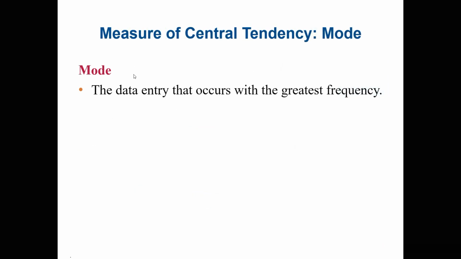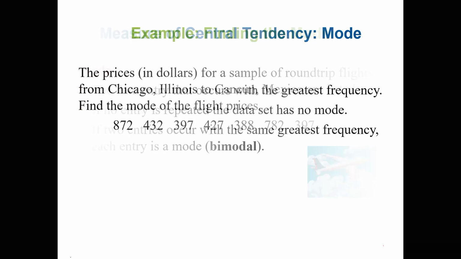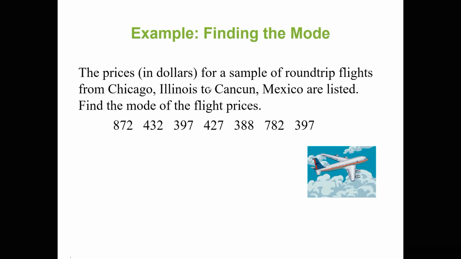Now let's take the mode. The mode is simply the score that occurs the most often. In other words, the data entry with the greatest frequency. Let's take an example. Now, there are cases where you have more than 1. If you have 2, it's bimodal. If you have more than 2, and so on.